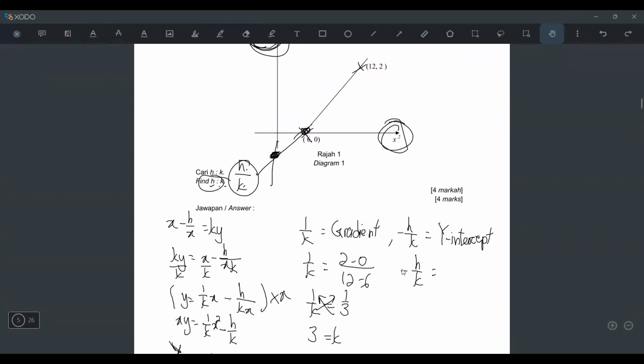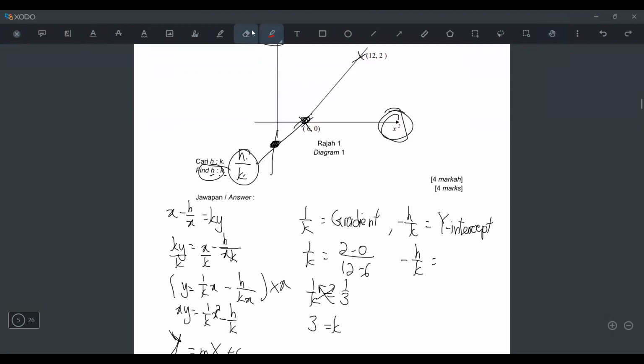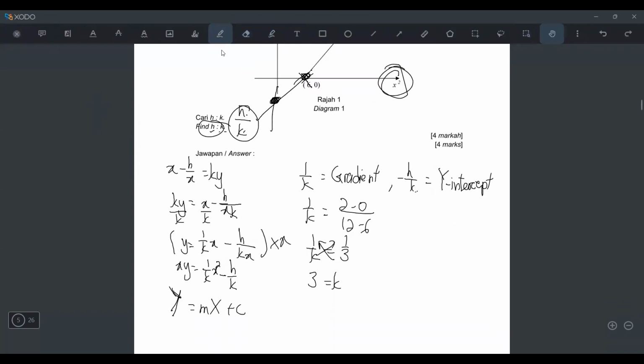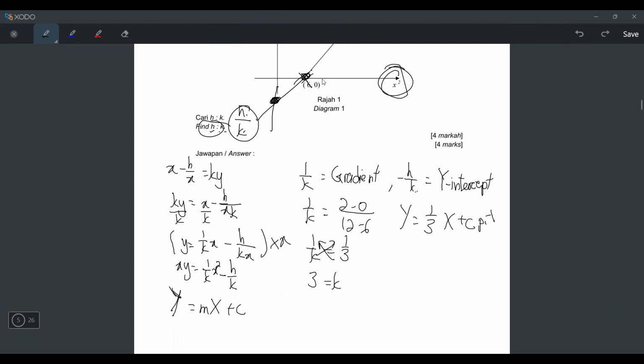So now what I can do is use the passes through punya cara, the gantikan punya cara, to find the y-intercept. So what I will do now is refer to my equation, which is this one. Then I will write y equals mx plus c, right? The c I don't know, but the m I already know, it's 1 over k, right? Do you remember y equals mx plus c, and the gradient is 1 over k? And we already know the gradient is 1 over 3, because just now you found it already, right? So 1 over 3.